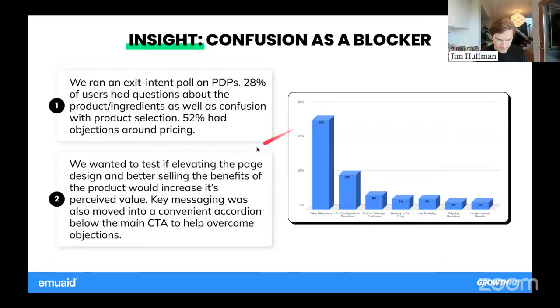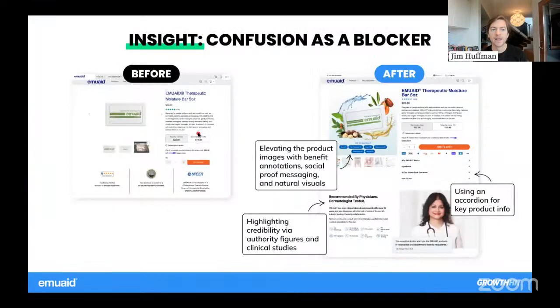And so, with that in mind, okay, let's test. We need to help be prescriptive on when people should use this or why. So here's the before, here's the after, and what we did. First, there was a lot of action on the images, and so we wanted to lean into that. So we even leaned into some of the benefits and the fact that it's chemical free right here to address that.